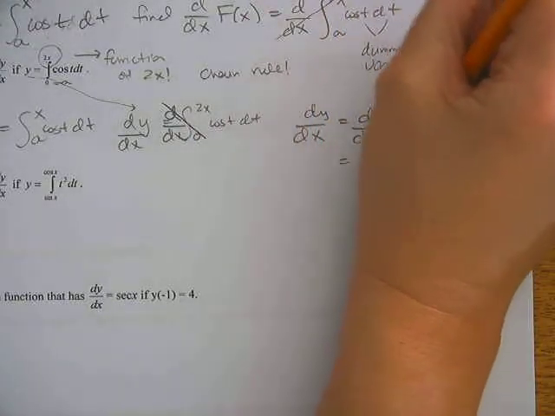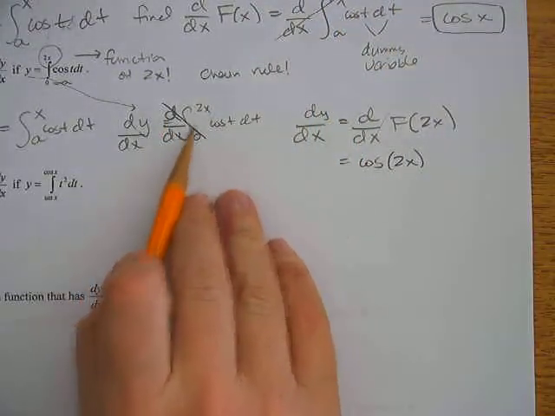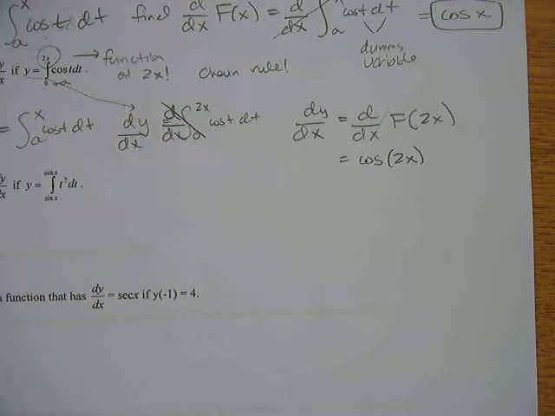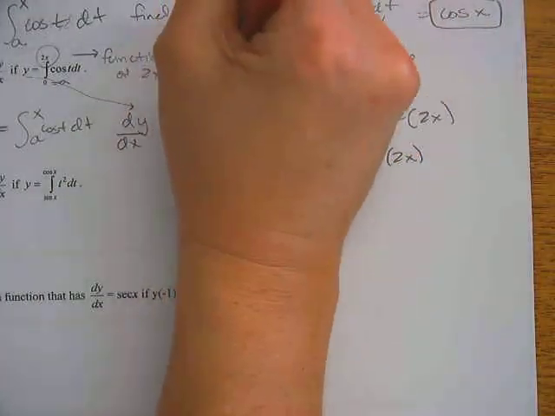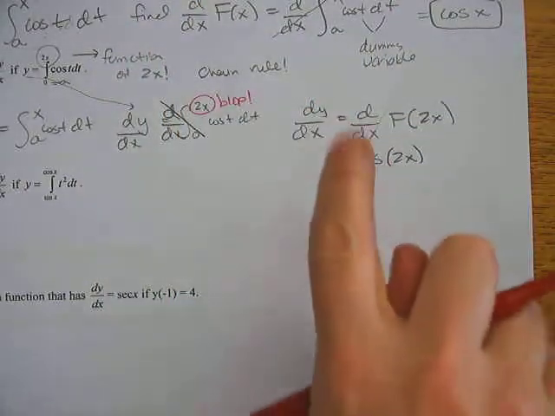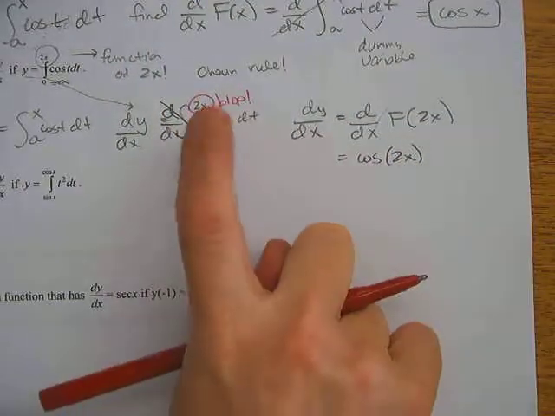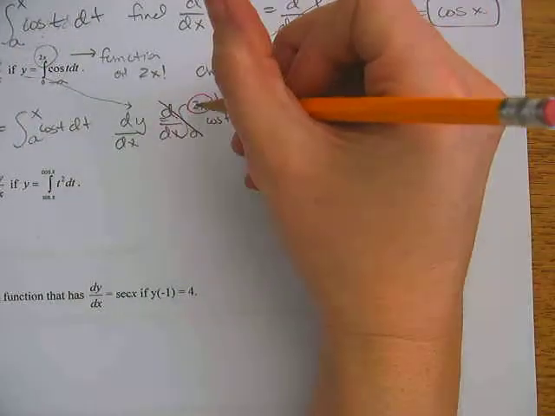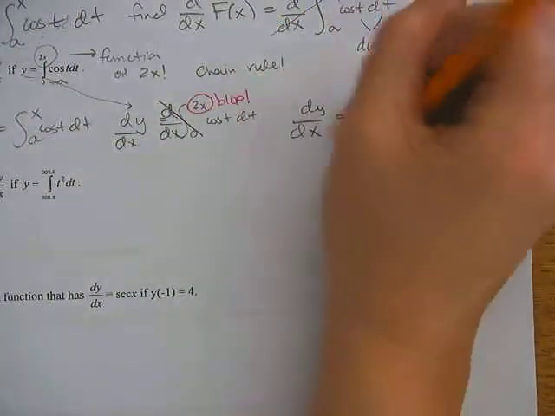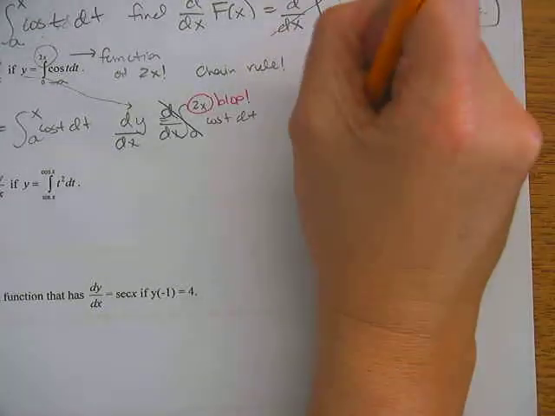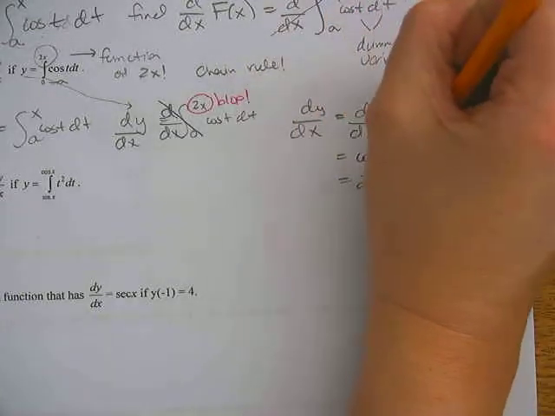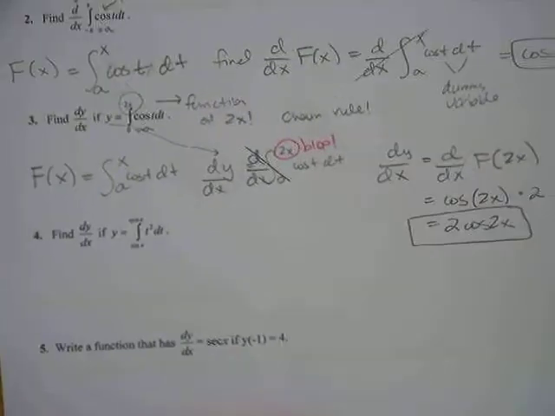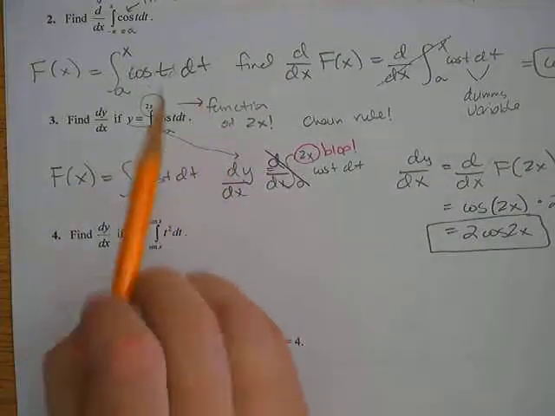So they cancel out. This is going to equal cosine of 2x, because you take the derivative of the blop. So 2x is like a blop right here, just like before when we used to do chain rule. So it's the derivative of the blop, which is just this function of 2x, and then times the derivative of 2x, which is 2. So the final answer for example 3 is 2 cosine 2x.